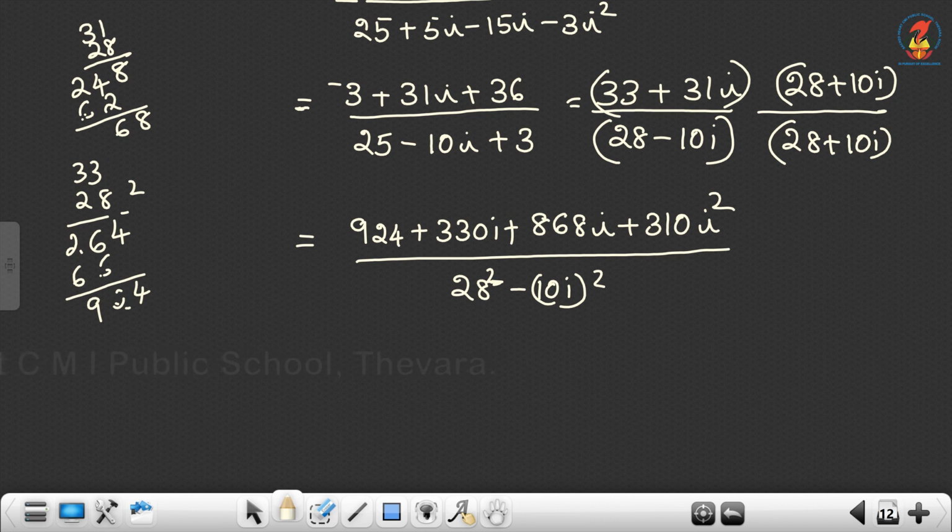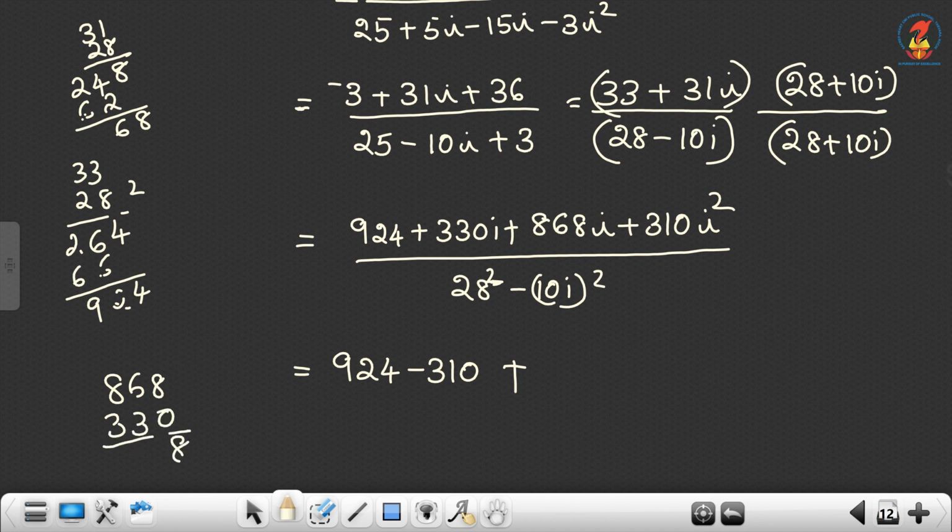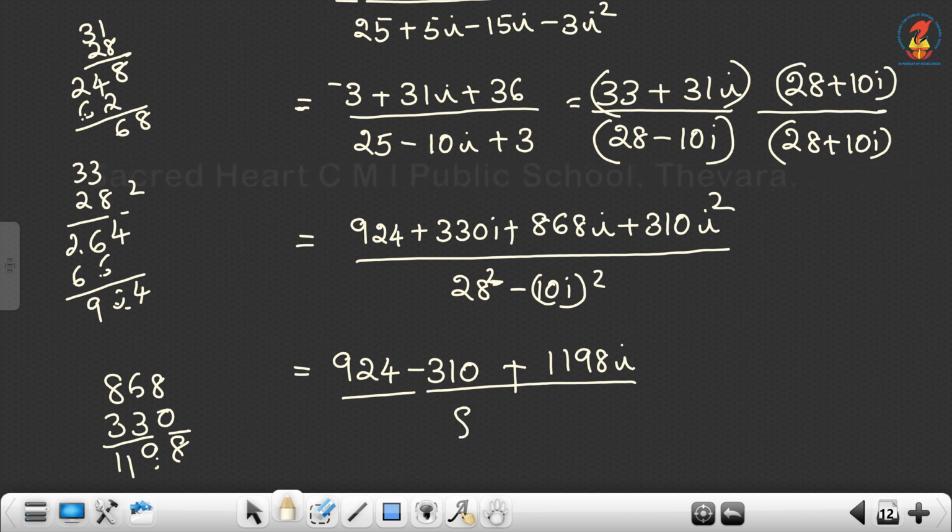Now this i squared is minus 1. So 924 minus 310. Then 868 and 330, we can add, same sign: 1198i by 28 squared plus 10 squared, that is 100. So 28 squared is 784 plus 100 is 884.